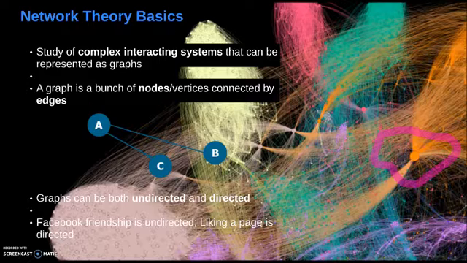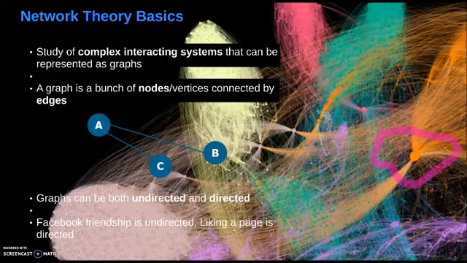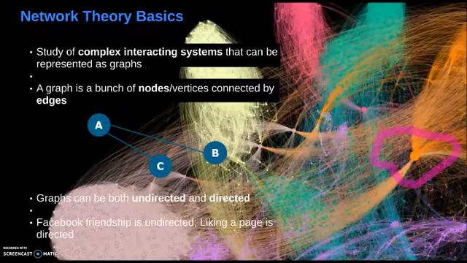Graphs can be both undirected and directed. A great example are Facebook friendships. Facebook friendships are undirected. On the other hand, if one person likes, for example, the page of a famous actor, it will be a directed link.